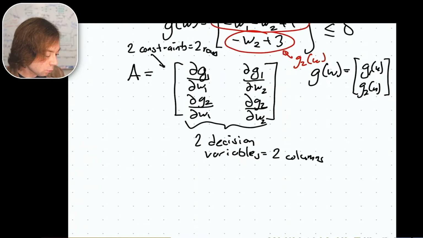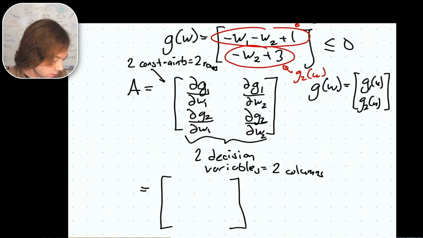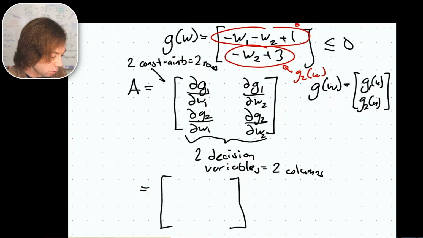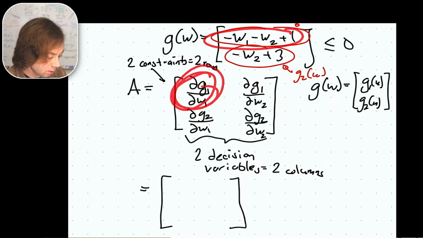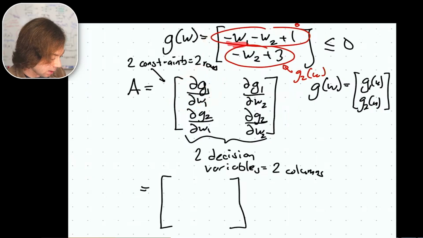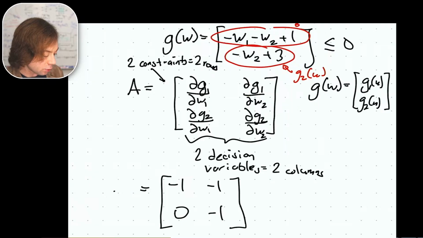So, great. Let's fill in those values. 2 by 2. So partial G1, partial W1, that's this right here. So I see a -1 times W1, so that's -1. There I've got partial G1, partial W2. I see W2 is just a -1 coefficient, so -1. And then I don't see a W1 in the second one, so it's going to be 0 there. And then partial G2, partial W2, that's -1. Hey, that's your A matrix.